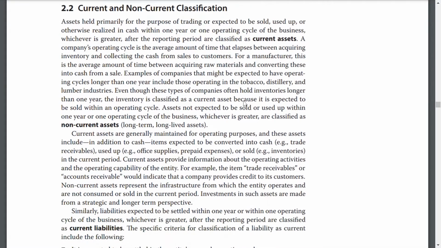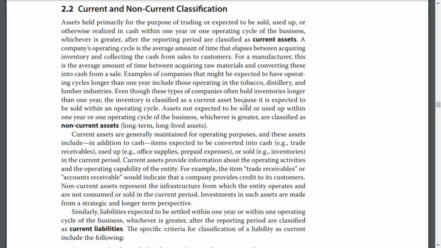Current and non-current classification: assets held primarily for the purposes of trading, or expected to be sold, used up, or otherwise realized in cash within 1 year or one operating cycle of the business, whichever is greater, after the reporting period, are classified as current assets. A company's operating cycle is the average amount of time that elapses between acquiring inventory and collecting the cash from sales to customers.